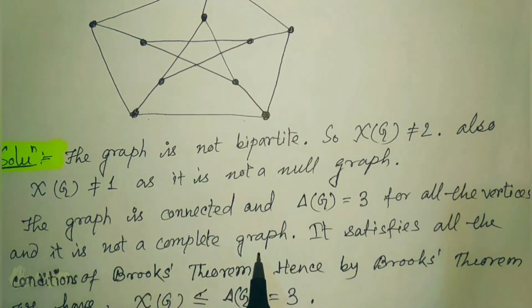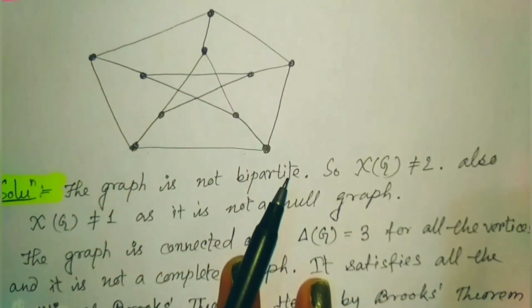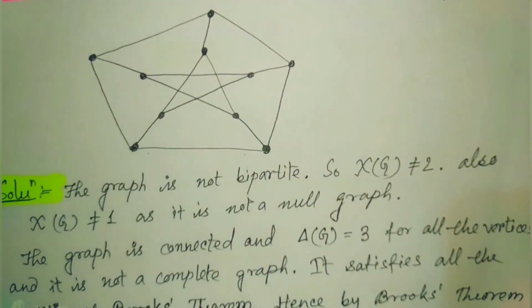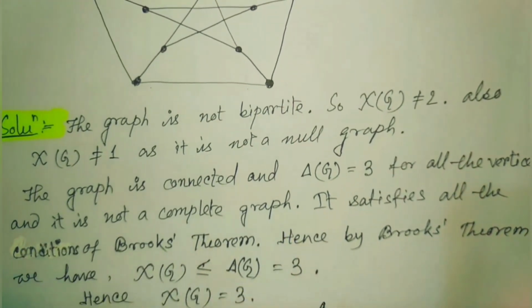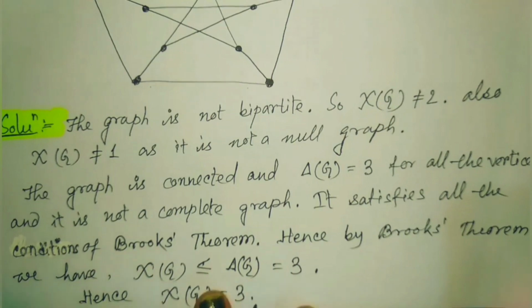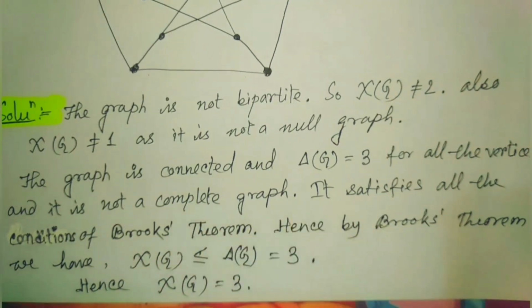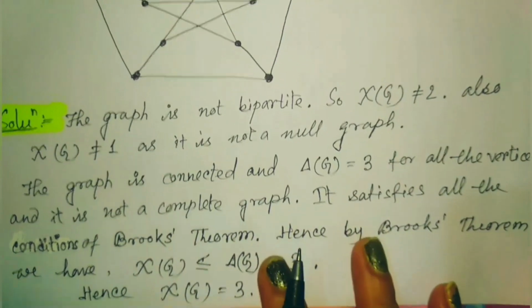It is not a complete graph. Just look at the graph carefully. All the vertices have the same degree 3, but still it is not a complete graph. So, it satisfies all the conditions of the Brooks theorem. In Brooks theorem, we know that the chromatic number of G is less than or equal to the highest degree of a vertex for a connected simple graph G, unless G is a complete graph or an odd cycle.